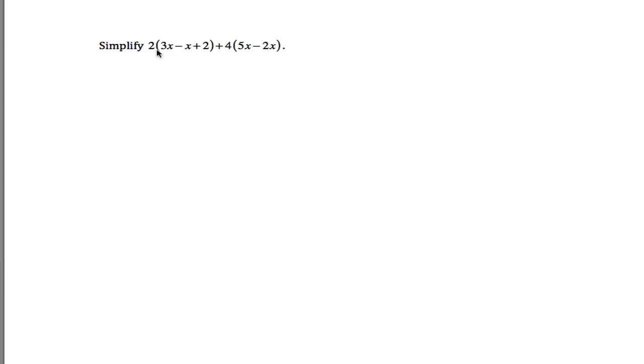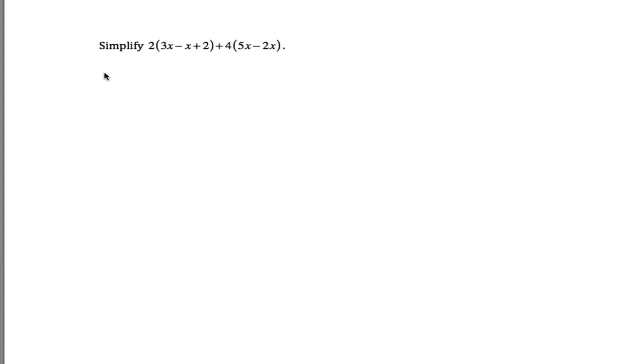In this example, we're asked to simplify this rational expression. If we just followed the order that's laid out in the text, what we would do is first try to get rid of these parentheses by distributing this 2 into this set of parentheses and this 4 into this set of parentheses. And in fact, I'm going to do that the first time.